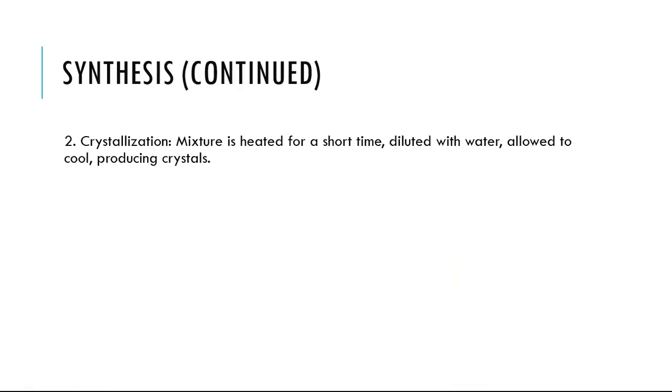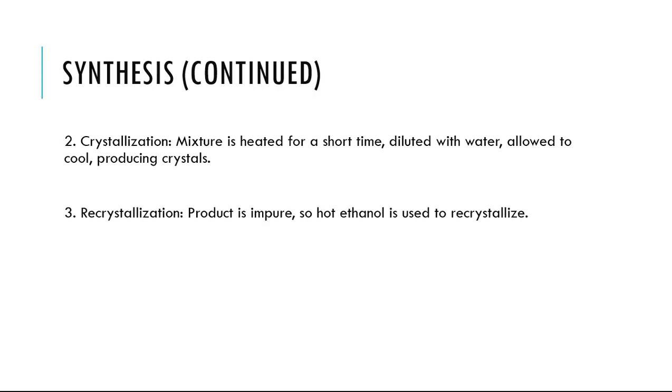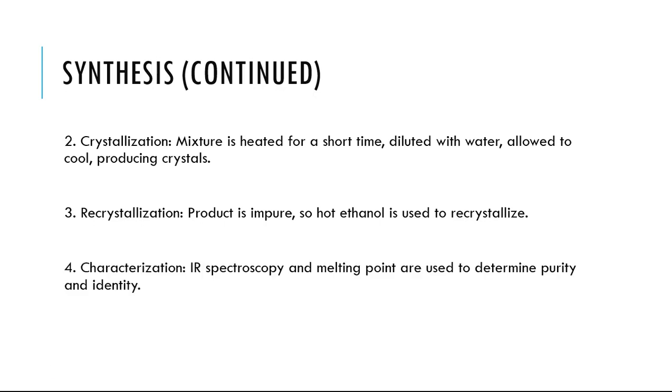Now, after we make the aspirin, we have to purify it, obviously, before it can be used. So it goes through a few steps. Next, we have crystallization. So basically, you heat the mixture and dilute it with water, and then as it cools, it produces crystals. However, that's fairly impure, so then they use hot ethanol to recrystallize it. Once we think we have a relatively pure product, we would characterize it. So we could use IR spectroscopy to look at the functional groups that were present in the molecule. And we can also do a melting point determination.